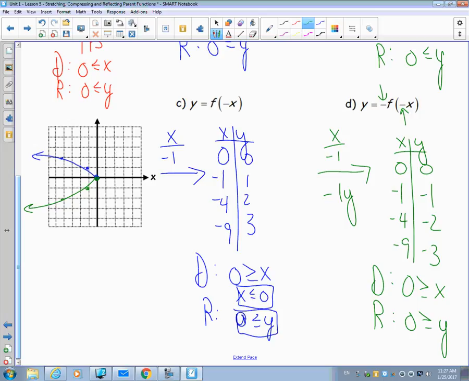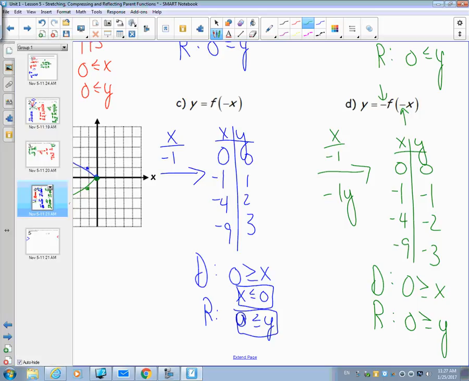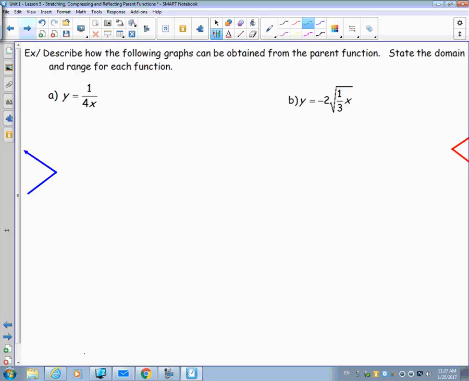Okay, so we're working back to parent functions. Okay, last one. Describe. So I want you to use words for me. How the following graphs can be obtained from the parent function. State the domain and range for each function. We got to identify the parent function first, right?